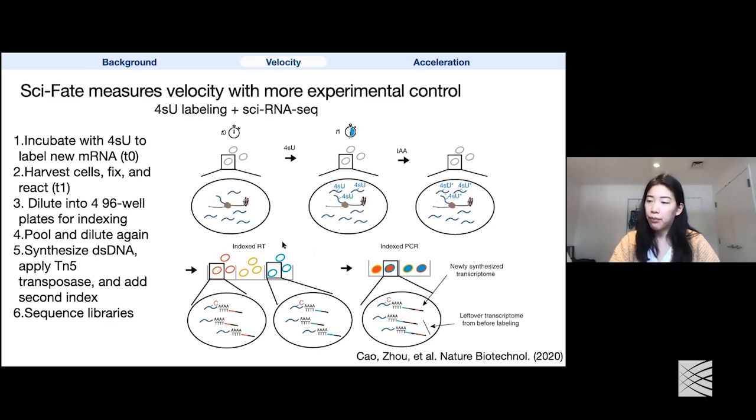And doing this sort of two-step indexing is this combinatorial process that means that most of your cells have unique barcodes. And so later on in the analysis, you can measure the T to C conversion rate to understand where your newly transcribed mRNA is.